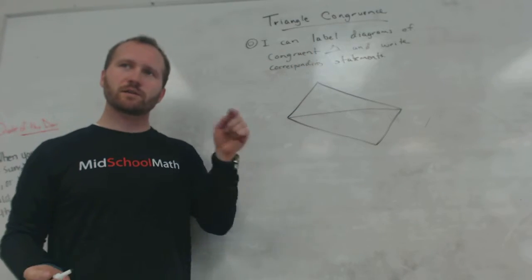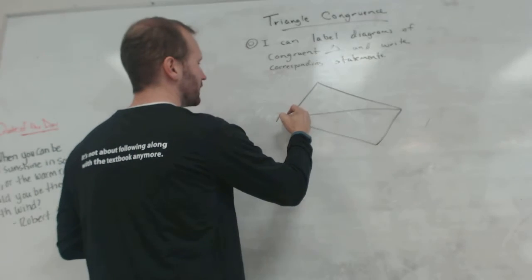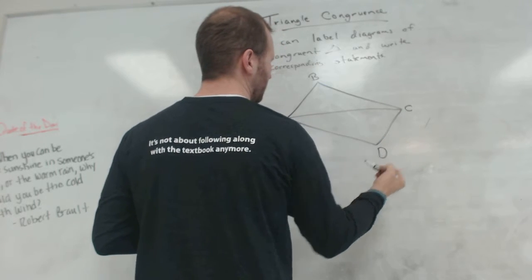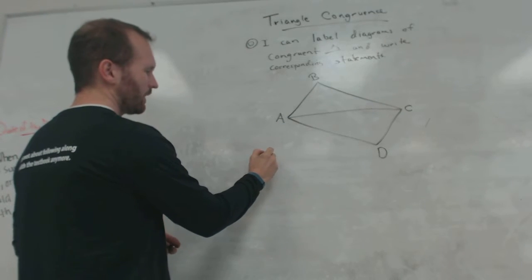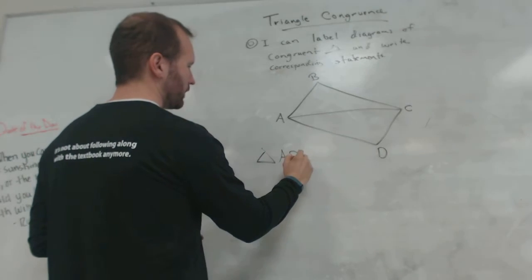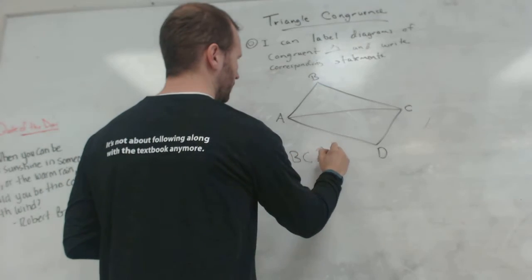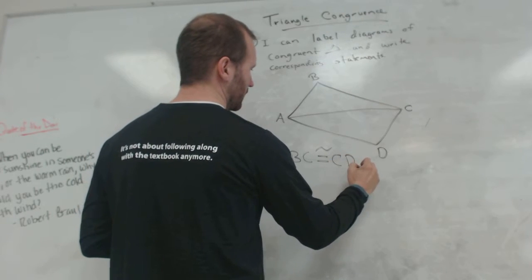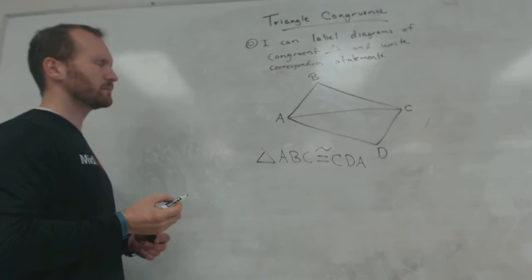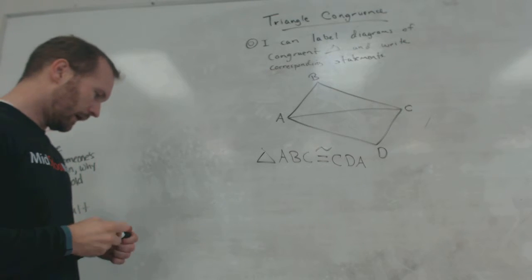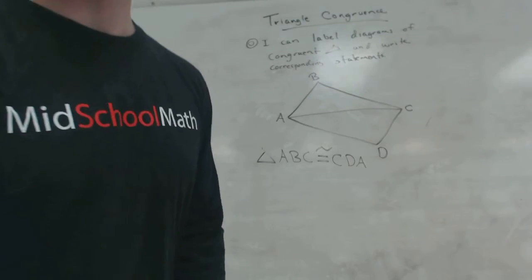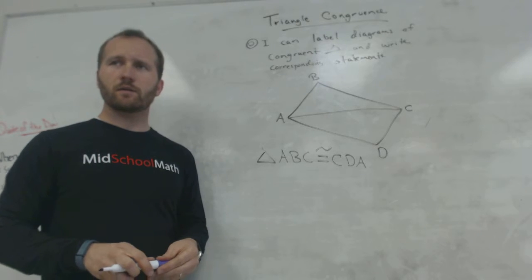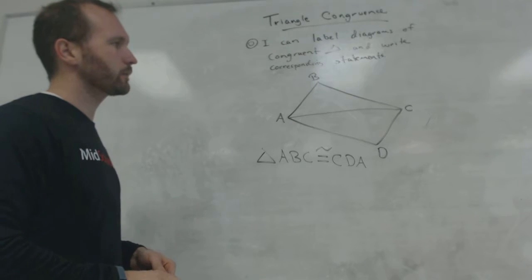So I have two triangles here, right? I'm going to label all these points A, B, C, and D. What if someone tells me triangle ABC is congruent to triangle CDA? And let's say I want to label on this diagram all of my corresponding or equal angles and sides.